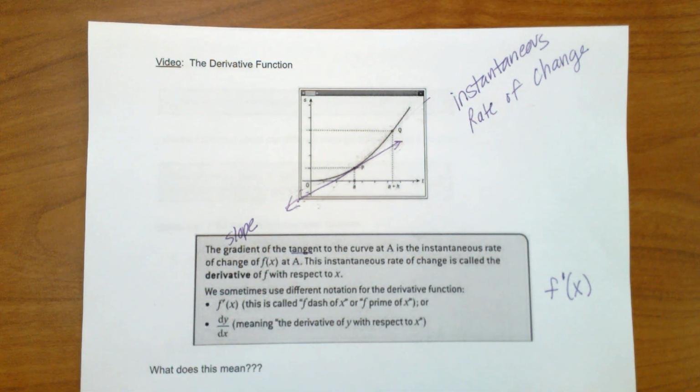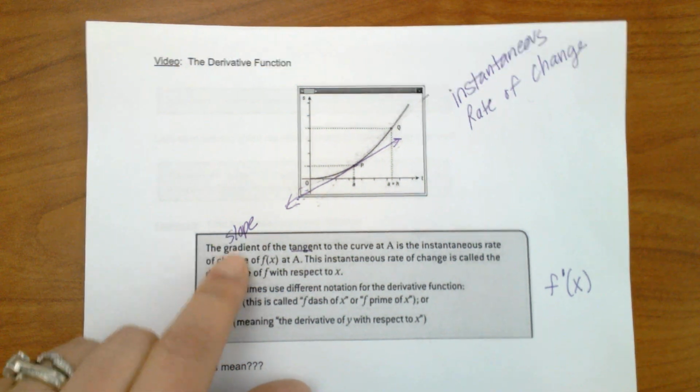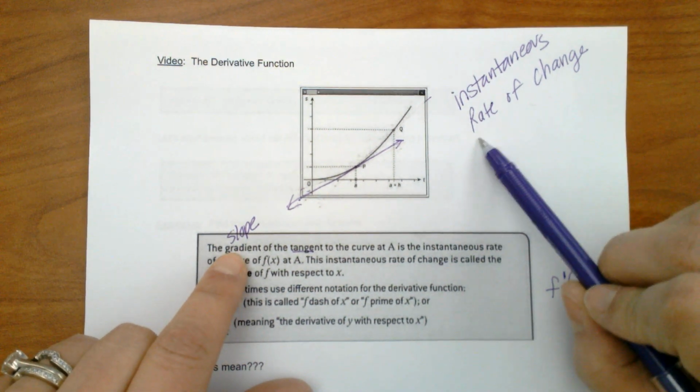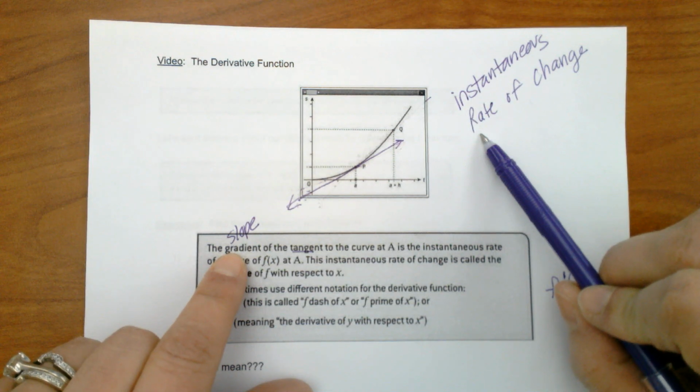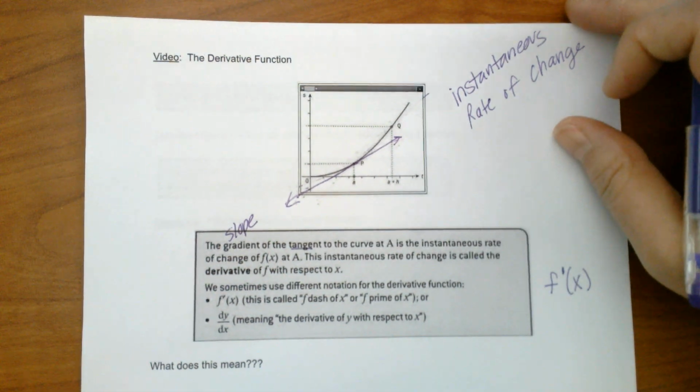All right, so we know a couple of things. We know that we're going to be talking about slope, which is the gradient. These are the same concept, which is going to be our instantaneous rate of change. So we're going to have to look at a formula, probably the slope formula. So let's get to the example.